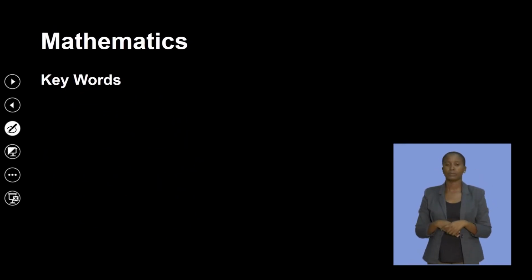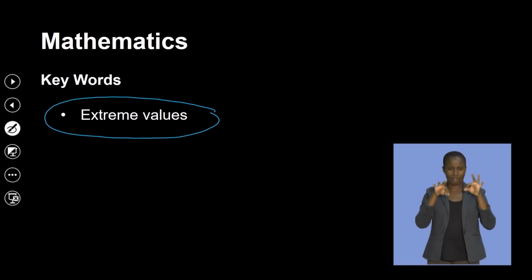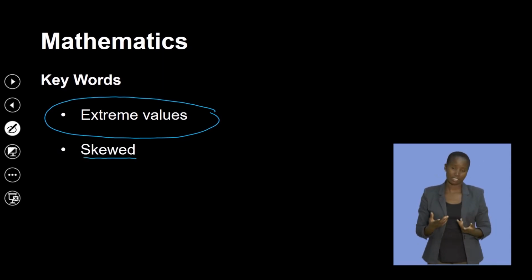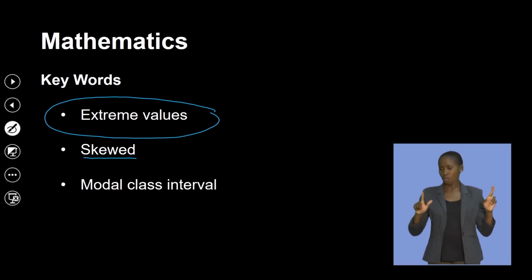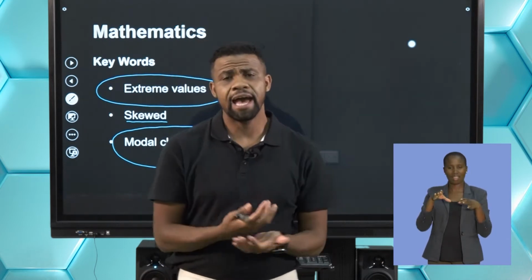So what about extreme values? Extreme values are the highs and lows in a given set of data. It can be extremely low or extremely high. Skewed, when you talk about skew or skewness, we're talking about your data distribution. It could be symmetric, skewed to the left, or skewed to the right. And modal class interval. Okay, now, when we have raw data, 1, 2, 3, 4, we can see the actual data. We can tell, oh, 5 is a mode.